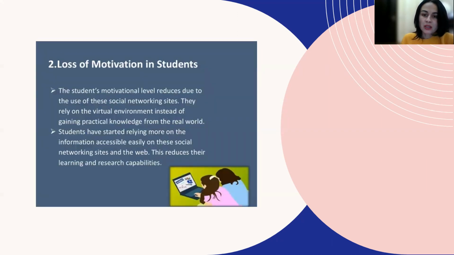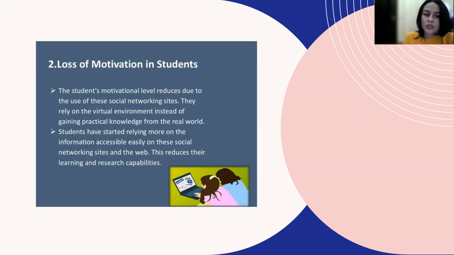Well, another side of social networking drawbacks is that they can bring daily problems. So let's take a look at them. For example, at your age, most of you are students, and loss of motivation is very common among the active users of social networking. Your level of motivation reduces due to social networking sites. It's easier. You keep browsing and you don't really want to receive knowledge from the real world. After some time, the virtual world starts feeling more real to you because you get used to it.